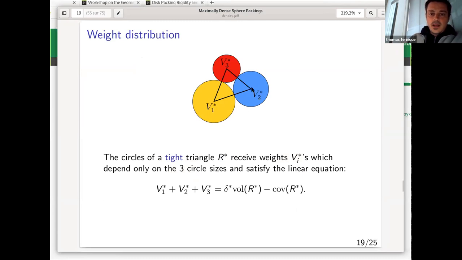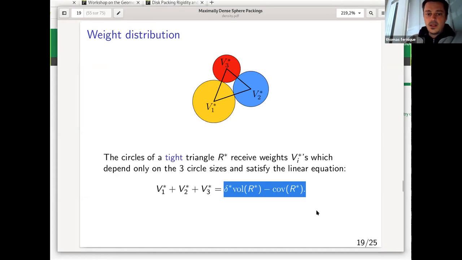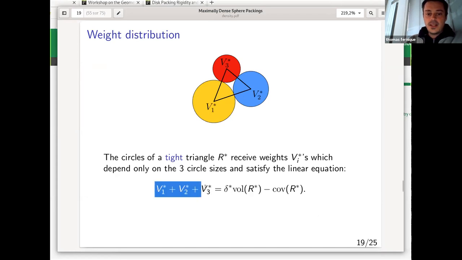The first point is that a good triangle, which I call a tight triangle, is one where your three circles are mutually tangent. It's good because intuitively you have the feeling that it's quite dense. Then the weight of this triangle will be exactly this formula, and it will be given to each of the three circles. So you have an equation on the weight that each circle gets. For the moment, I don't know which weight they get precisely. I just know that the sum of the weights of the three circles is equal to the weight of the triangle.